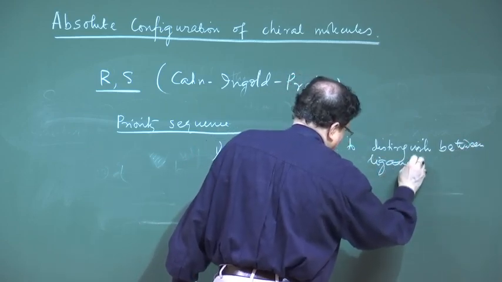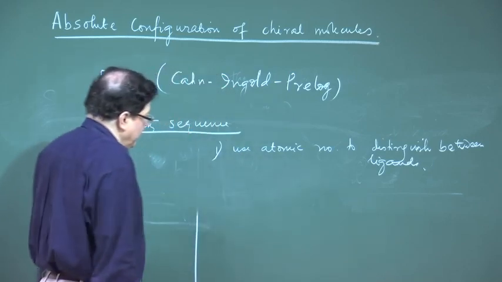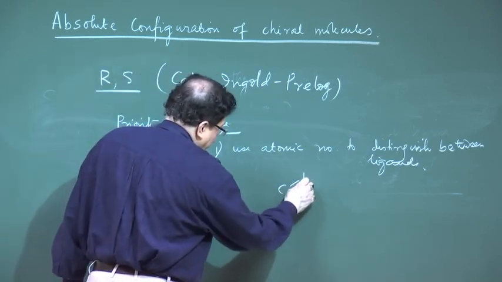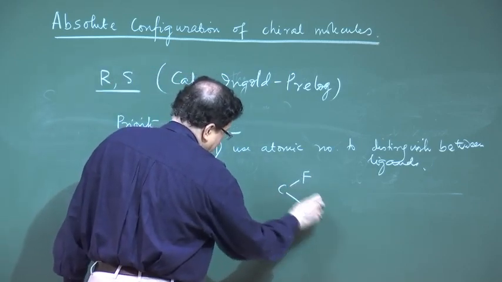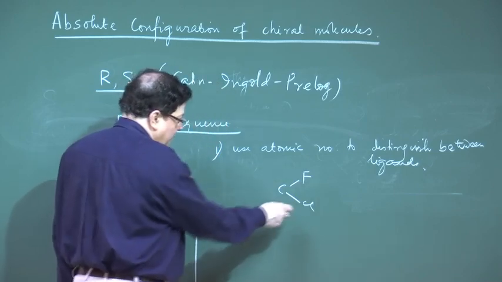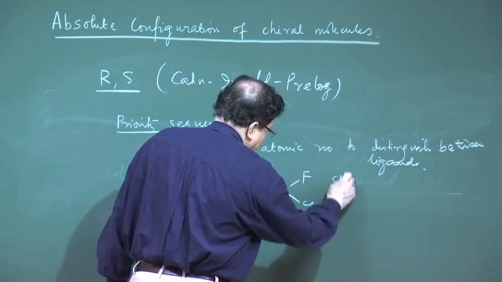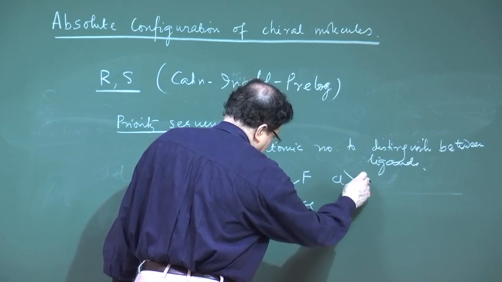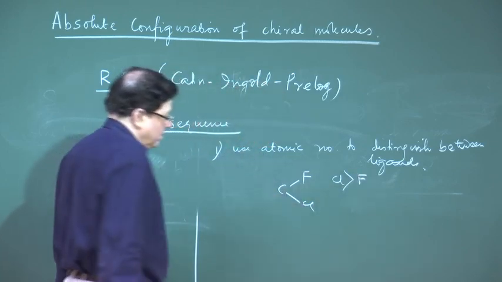Okay. So, what does it mean? That means, if a carbon has a fluorine and a chlorine, then chlorine has higher atomic number. So, chlorine will get better preference than fluorine. Okay.